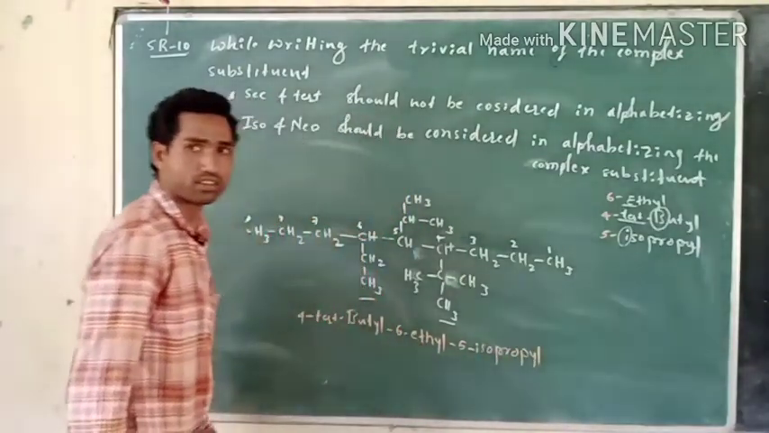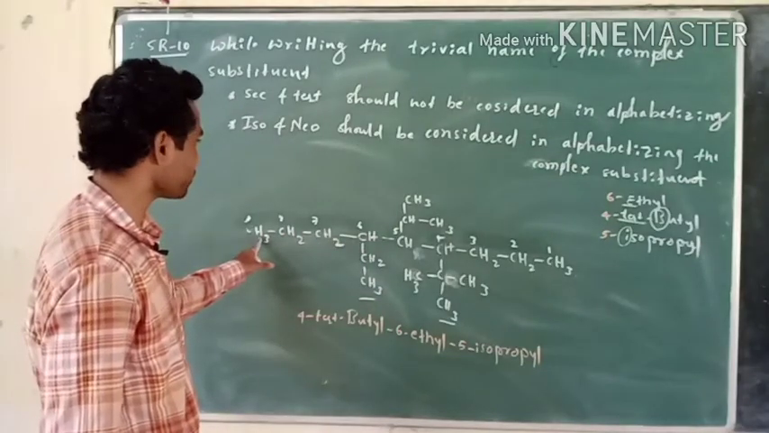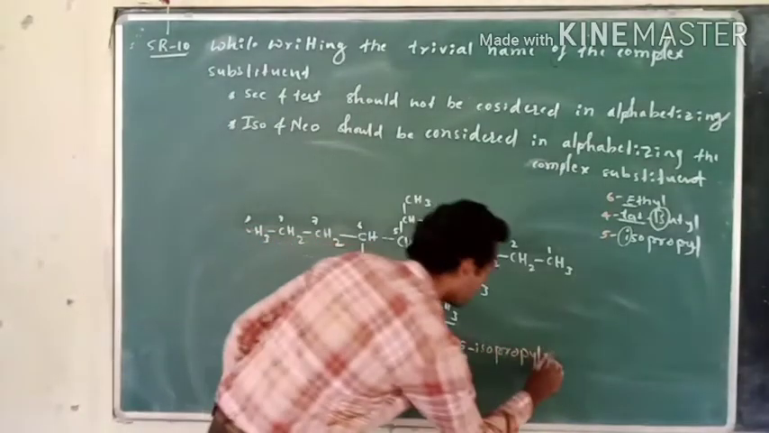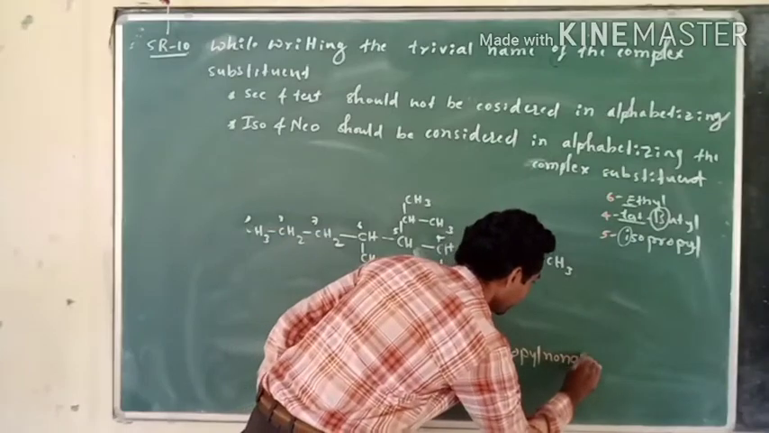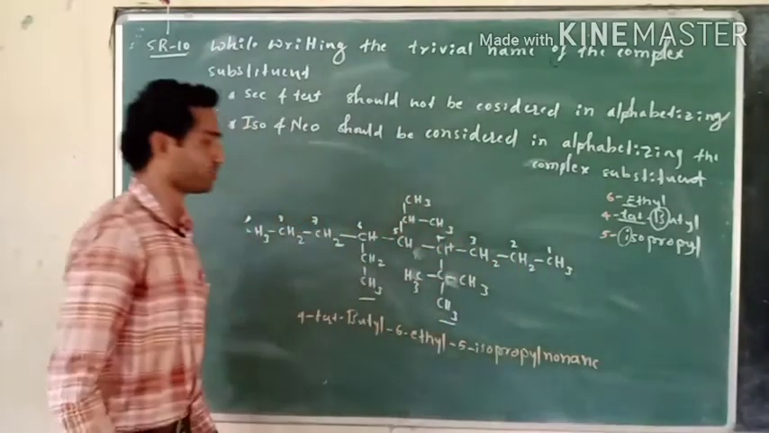What is the root word? The root word is 9 carbons, non-ane is the primary suffix. This is the name of this molecule.